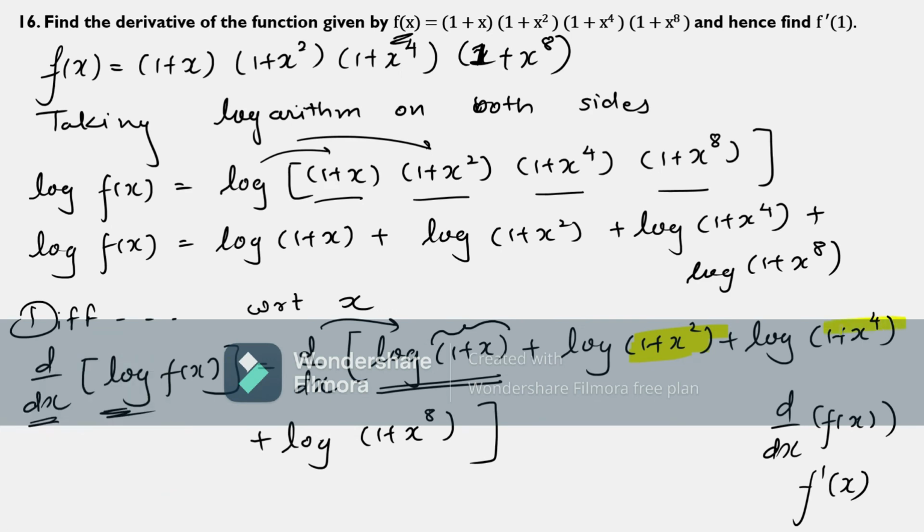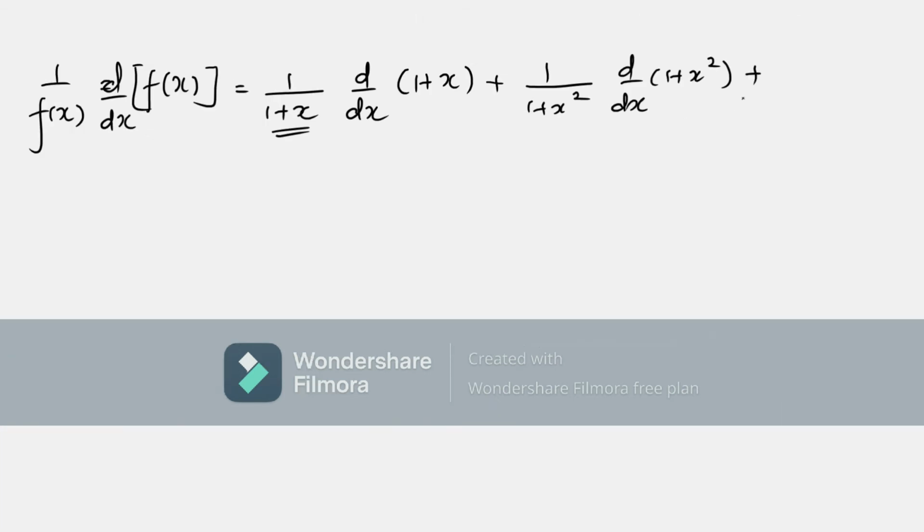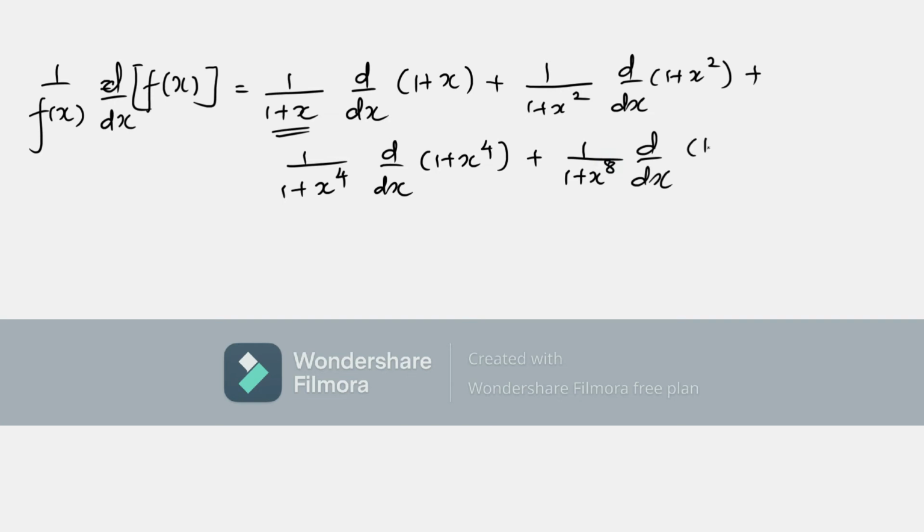After the log you can see 1 plus x to the power 4. So differentiation of that also needs to be done. This goes in the denominator, by the way, 1 plus x to the power 4, and again differentiation of that needs to be done. In a similar manner, 1 plus x to the power 8 goes in the denominator, and differentiation of that should also be done. So that is how 1 by f(x), this f(x) goes to the right-hand side and will be multiplied.